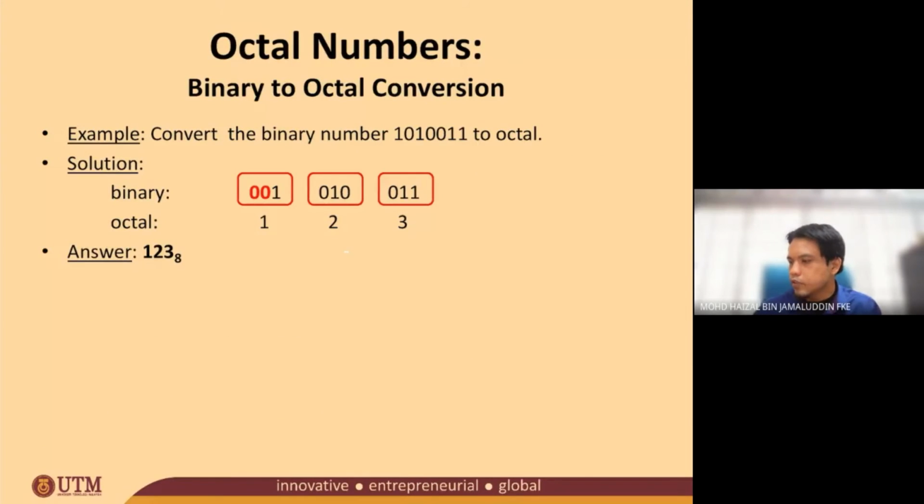Okay, so what happens if the number is not in 3 bits by 3 bits? For example, here it only has 7 bits. So you partition it into 3 bits by 3 bits, and here you add the additional 0, 0, to make it 3 bits by 3 bits, and after that you just change it.